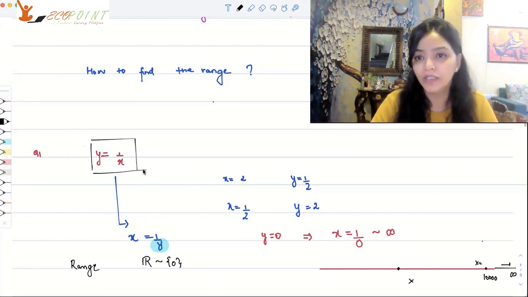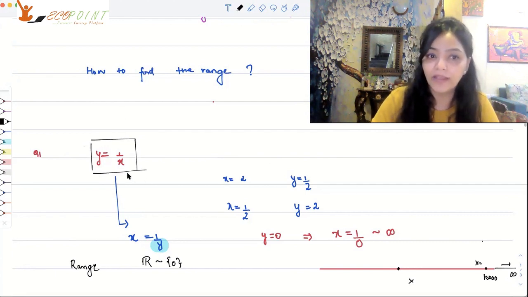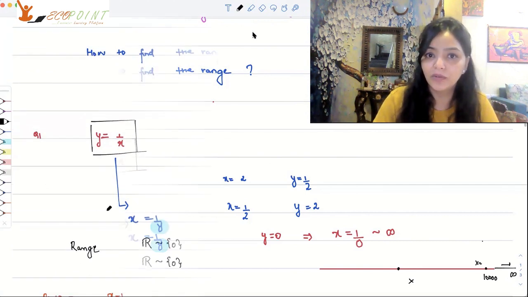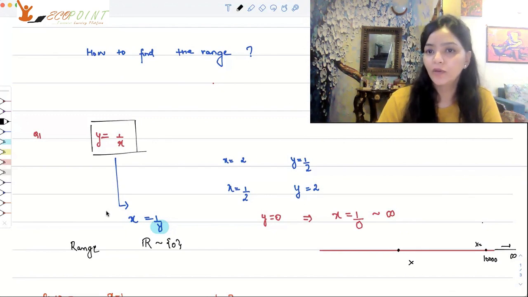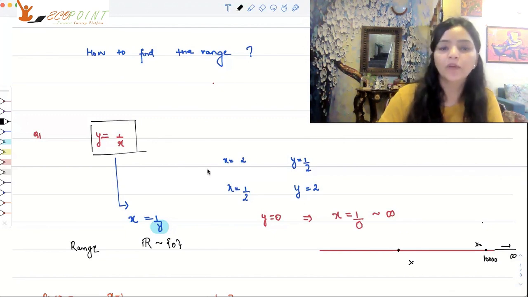Your numerator cannot be 0. It is 1 upon x. Do you think it can be y, if y can ever be equal to 0? So this is a very interesting way of finding out range. One of the best techniques, the basic techniques.